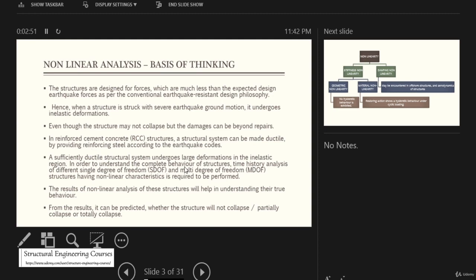So in order to understand the complete behavior of the structure, time history analysis of a single degree of freedom, that is SDOF, or multiple degree of freedom, that is MDOF, system having non-linear characteristics is required to be performed. The results of this non-linear analysis will help us in understanding the true behavior. And once we are done with either non-linear static analysis or non-linear dynamic analysis, we can ascertain whether the structure will collapse, or will not collapse, or may be 100%, let us say, elastic.